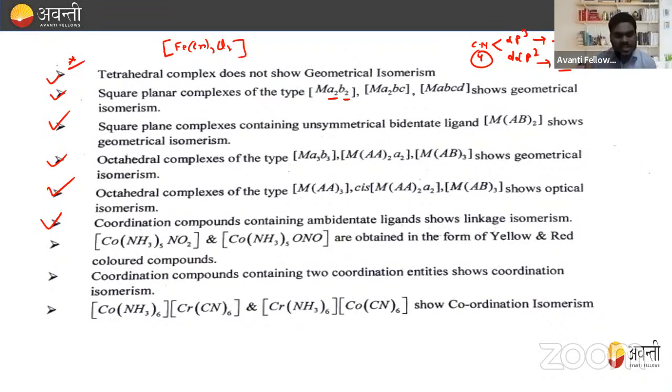In a similar way, coordination compounds containing two coordination entities show coordination isomerism. For example, in this question, just observe that this is [Co(NH3)6], one coordination entity, and this is [Cr(CN)6], another. What is the difference between these two examples, beta? Just observe carefully. Here NH3 is with the cobalt, and this is replaced with CN in the next structure. So this type of isomerism is known as coordination isomerism. Just remember this, right? Shall we move to the next?